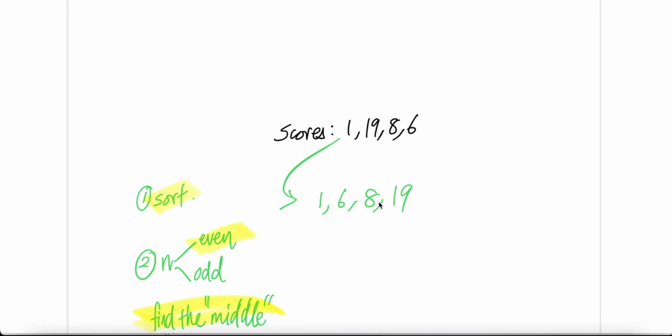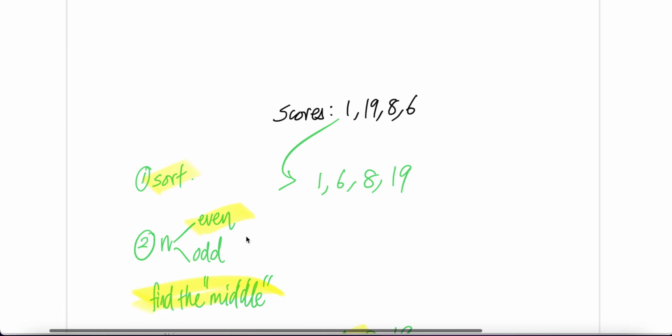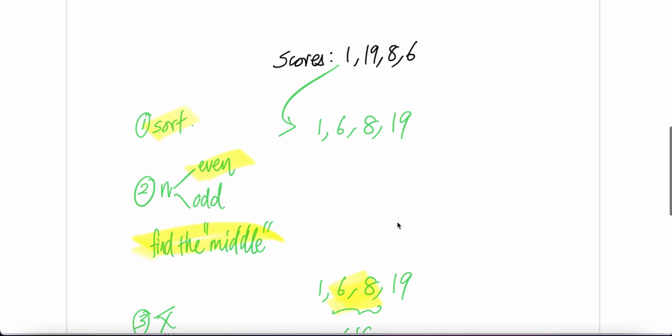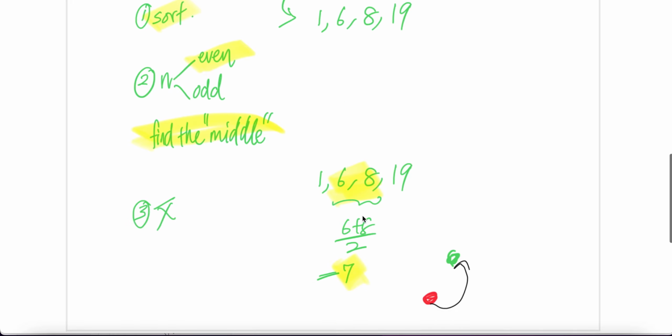Now determine the n. Here, n equals 4, so n is even. When n is even, you need to find the middle. For an even number of observations, the middle will be the middle two, 6 and 8, and then compute the average. 6 plus 8 divided by 2. 14 divided by 2, you get 7.